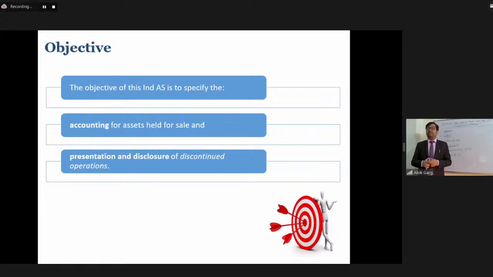Is it under non-current or is it under current? Please tell me. So Ambika is saying non-current asset. Okay. Shantanu is saying, sir, this building which is held for sale has to be classified as current. You're right, Shantanu.